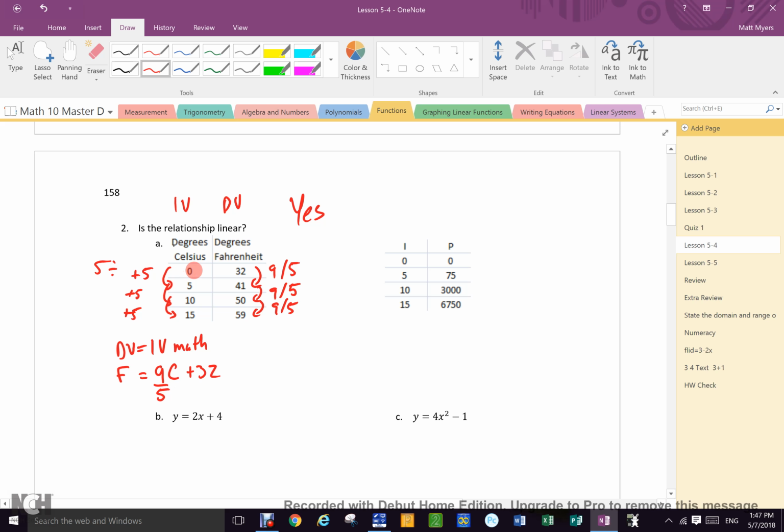Now let's see if it works. 0? Agreed? So what would go in for C? So what's 9/5 times 0? 0. 0 plus 32 is 32. Are we cool? Now 5. What's going in for C? 5. What happens to that 5 and that 5? Cancel. So I've got 9 plus 32. Is that 41? Excellent. What about 10?